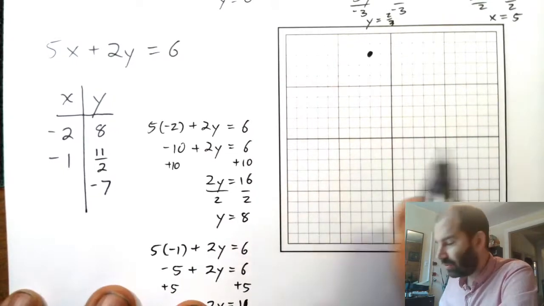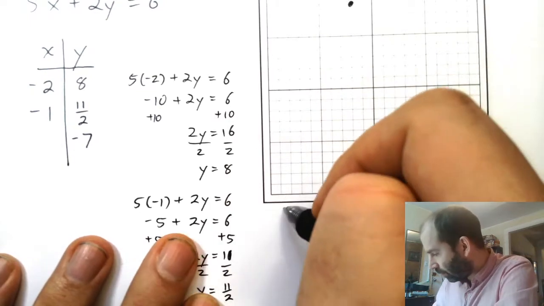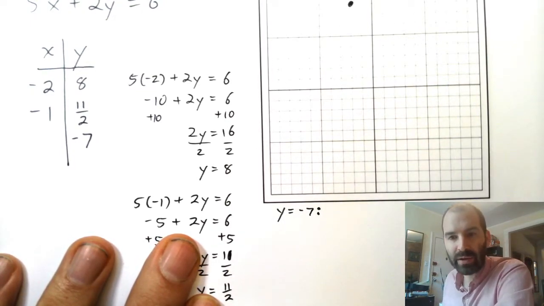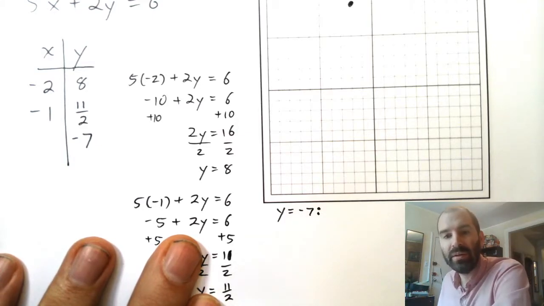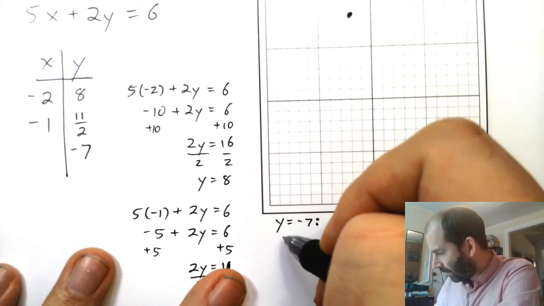Okay, let's do the one for y equals -7. Okay, let's do that one. So y equals -7. Okay, work that one out, and I'll meet you back here. All right, so pause the video and work it out. See what you get for x. I think you should get a nice integer number for this one. Okay, let's come back. Welcome back.